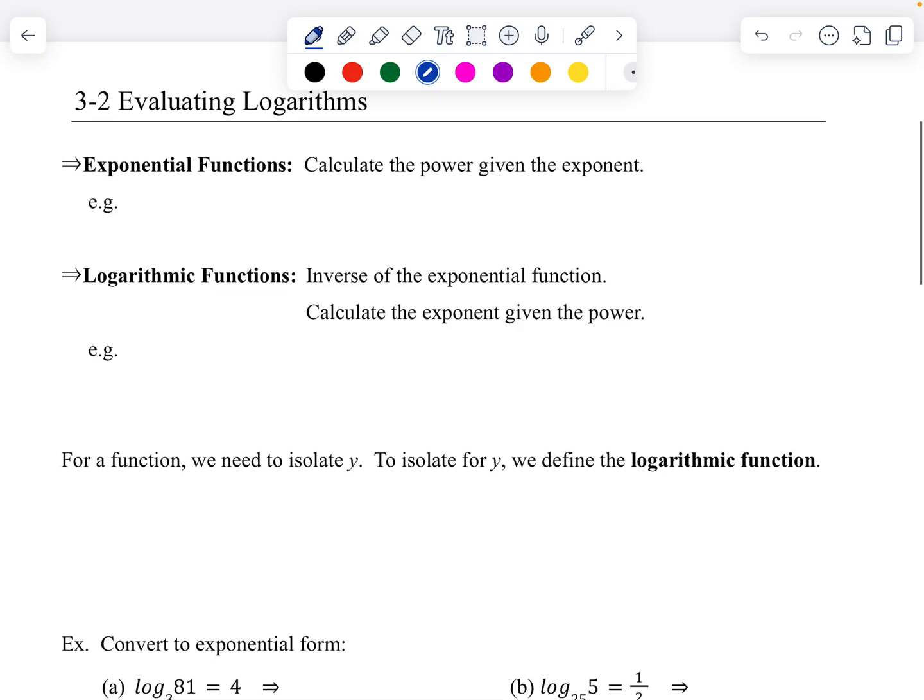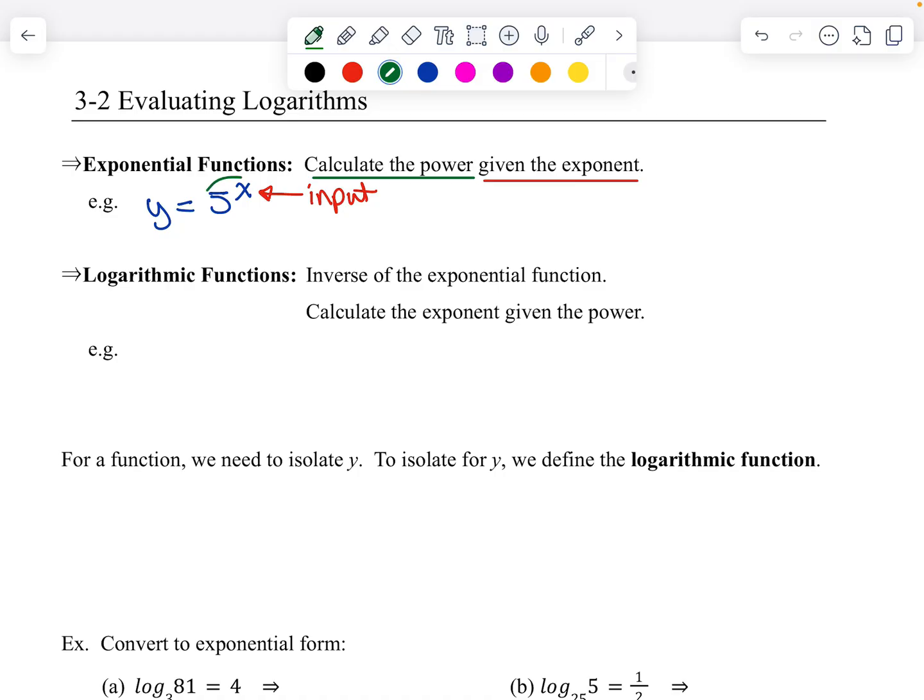The first step in the process then would be to go back and look at, well, what is an exponential function? So remember that an exponential function calculates the power given the exponent. So for example, something like this here, y equals 5 to the exponent x. The idea here is that we are given the exponent. In other words, that is our input variable, x. So given that exponent, we will then calculate the power. In other words, that is our output variable.